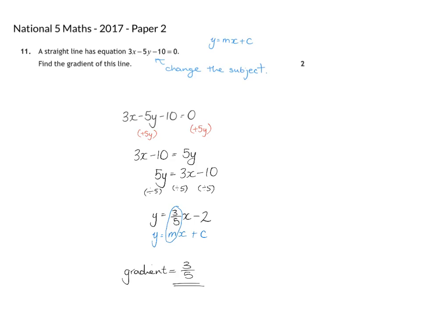First mark here is for starting to sort something out, so getting the 5y by itself, so isolating your y term on its own. And then we get our second mark for stating explicitly that the gradient is equal to 3/5. It can't be part of the equation, you need to actually state it separately. And that's it for question 11. So we'll keep going and we'll get to question 12.